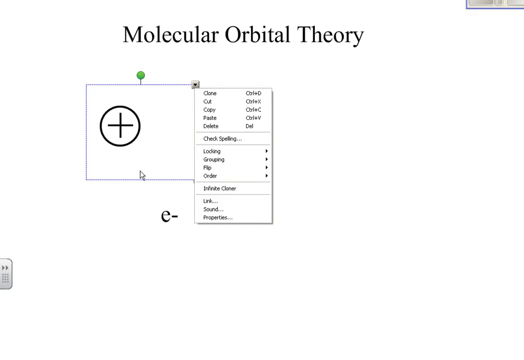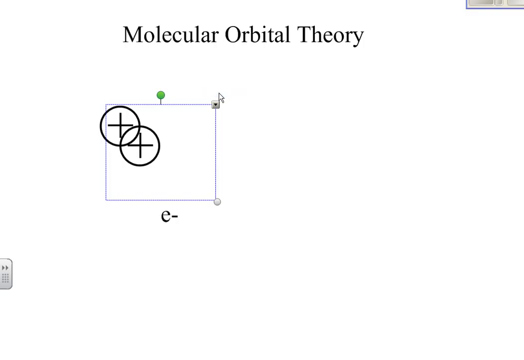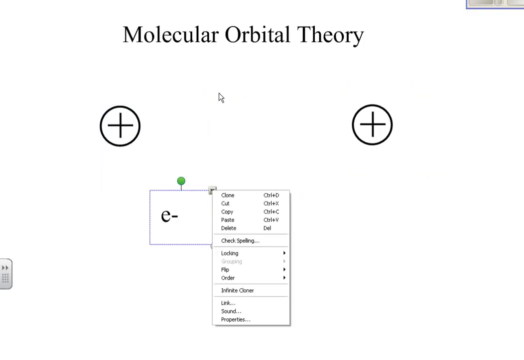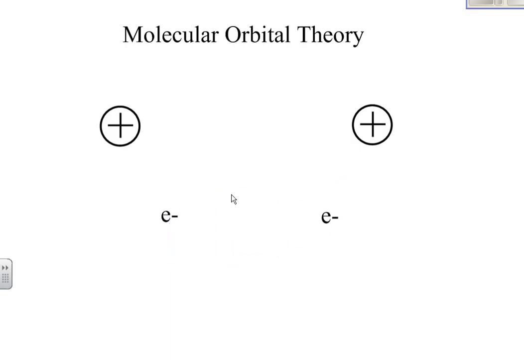and if we were going to bond this with another hydrogen atom, so we have an electron on each, instead of thinking of these as being two separate atoms with two separate atomic orbitals that are going to overlap, what we do is we think about this as a system of two positive charges and then two electrons. So the entire system is going to be considered together.